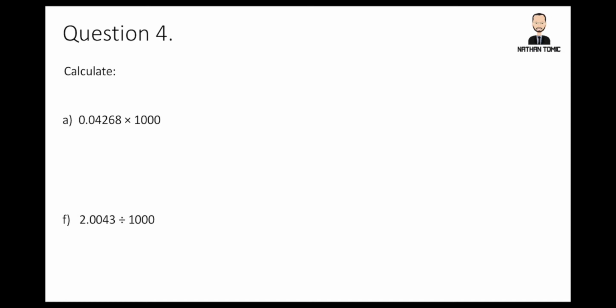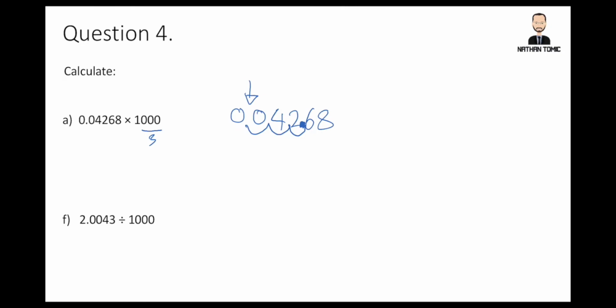Question 4. We've got a combination of multiplication and divisions. And in this case, we just got to be careful because the numbers have a lot more decimal places. So how many zeros in our number? There's 3. So we're going to have 0, 0, 4, 2, 6, 8. This is where the decimal place was. We're going to be moving by 3. So we're going to go 1, 2, 3. So our decimal place will end up here.